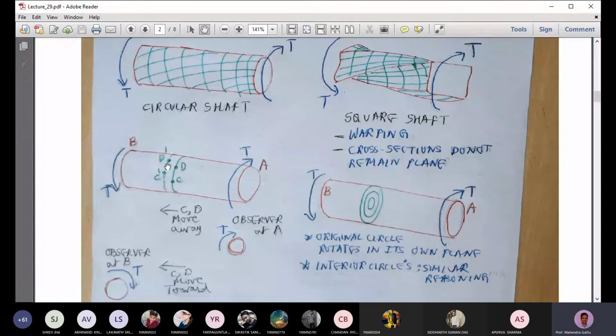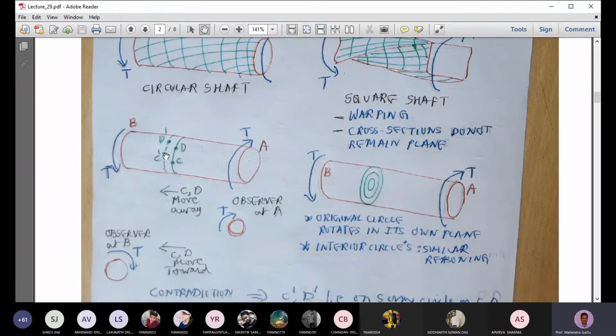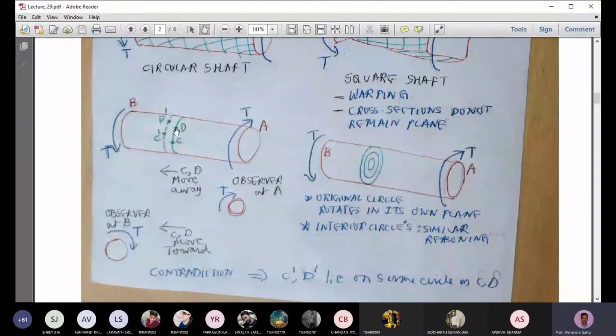We don't know whether C prime and D prime lie on that circle or on a different plane. The current plane is this one, the green solid line. We don't know whether C prime and D prime will lie on that green solid line or shift and move to a different plane. So let's assume that they move away from this plane of cross section, maybe towards the left. This is the new plane, and C prime and D prime are the points after deformation, after applying the twist.